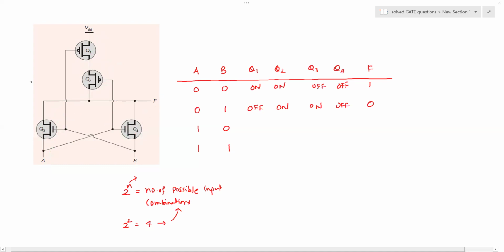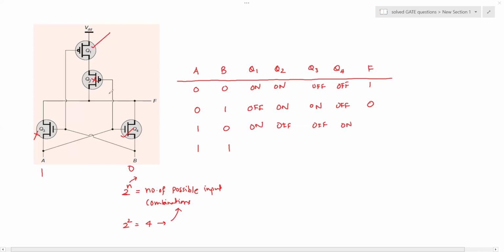Now it's time to apply the third combination, which is 1 here and 0 here. So 1 makes Q4 on, 0 makes Q3 switched off. The 1 goes to Q2 and switches it off, and 0 goes to the gate of Q1 and switches it on. So let us write here: Q1 is on, Q2 is off, Q3 is off, and Q4 is on.